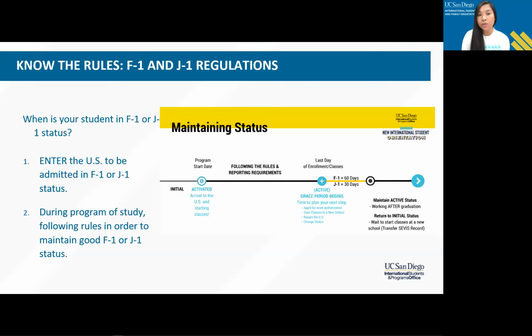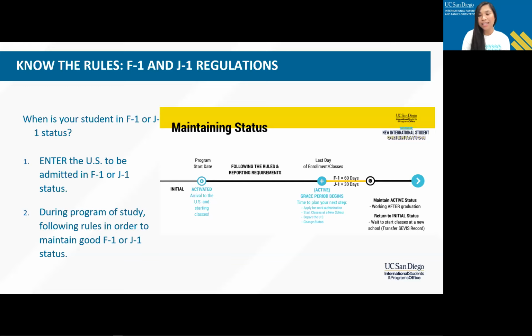Now, during their program, students should follow all the rules and reporting requirements, which we'll go over briefly in the next slide. A student's status should continue to remain active through their last date of enrollment in their program of study. Once their program completes, they will automatically enter their grace period. Now, during this grace period, students can apply for employment authorization after graduation, perhaps begin a higher degree program or graduate school with UC San Diego, or perhaps a different institution. They can also apply to change their visa status or simply make plans to depart the US. Our F1 students have a 60-day grace period, while our J1 students have a 30-day grace period.